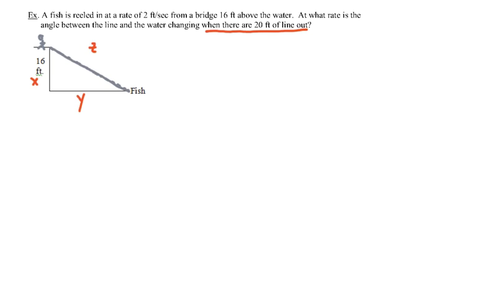All right, so I know that the fish is being reeled in at a rate of 2 feet per second. So what that means is that this is changing at 2 feet per second. So dz/dt is what is changing at 2 feet per second. Then it asks what rate is the angle between the line and the water changing. So that is theta. So I'm being asked to find dθ/dt. That is my I don't know. I have no idea what's going on there. So again, same organization. That's my question mark.